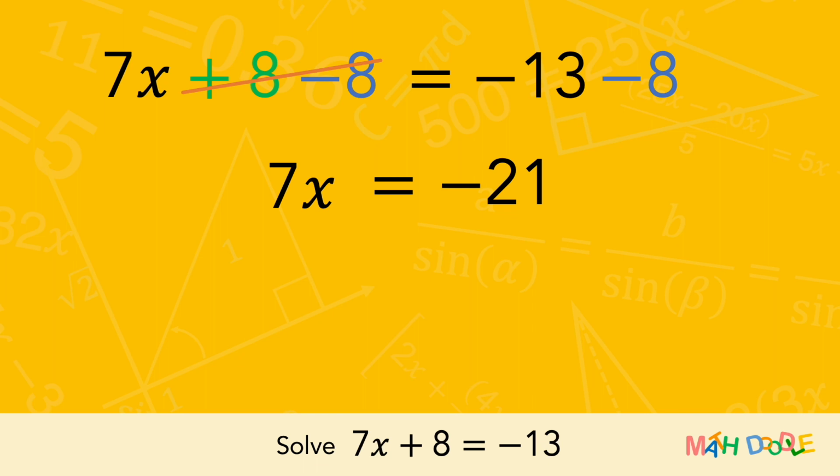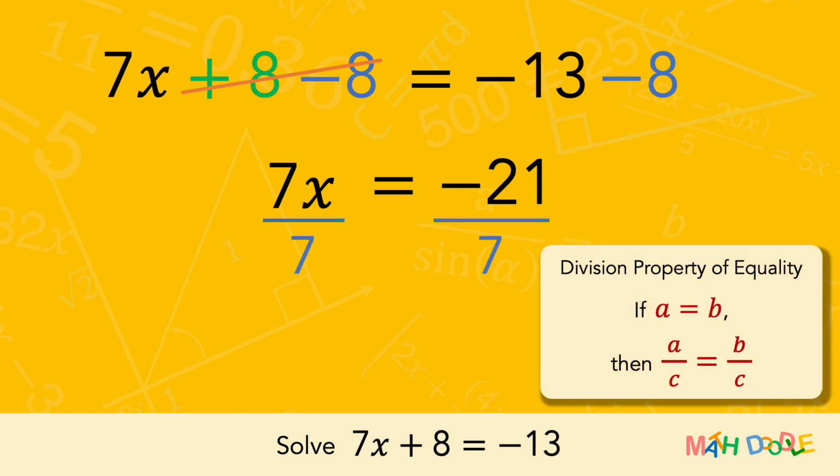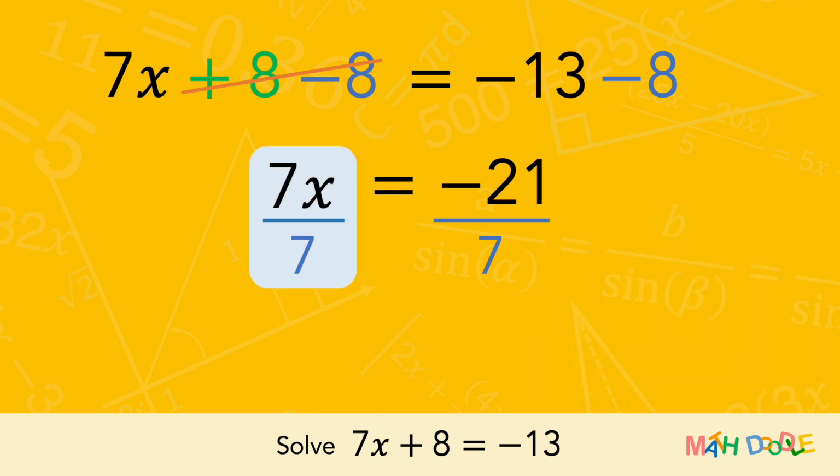Now, to solve the equation, we are going to eliminate 7 in front of x. To do this, let's divide both sides of the equation by 7. After dividing them by 7, the left side of the equation is simplified to x.